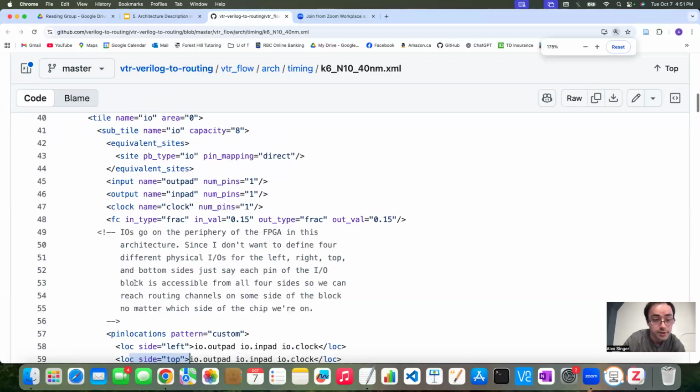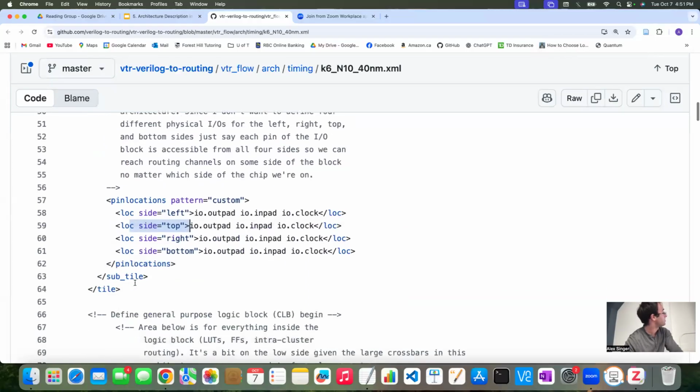Zoom in a little bit? Absolutely. Perfect. I'm happy to zoom in.